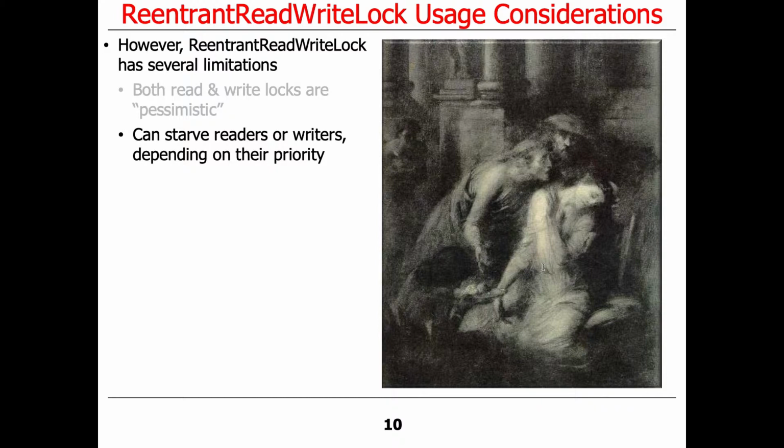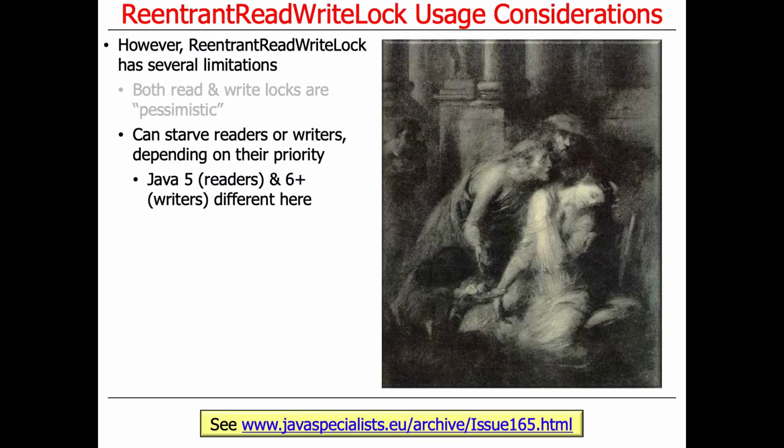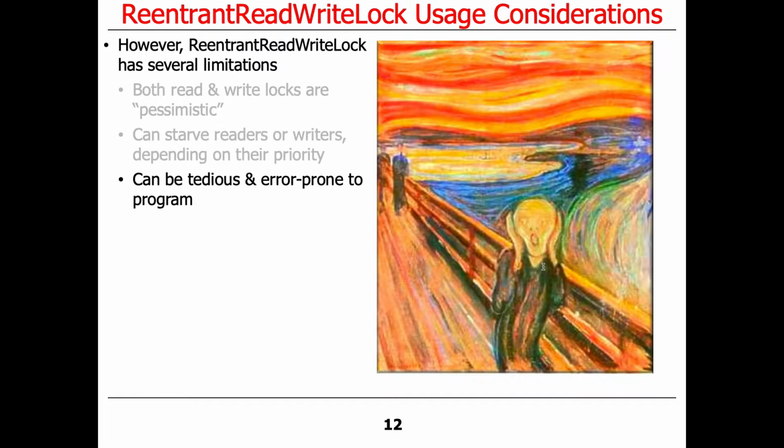Another problem with a ReentrantReadWriteLock is it can starve readers or writers, depending on the priority that's given to them by the implementation. For example, in Java 5, readers were given preference, whereas in Java 6 and beyond, writers were given preference. So this leads to confusion and it leads to inconsistency as well.